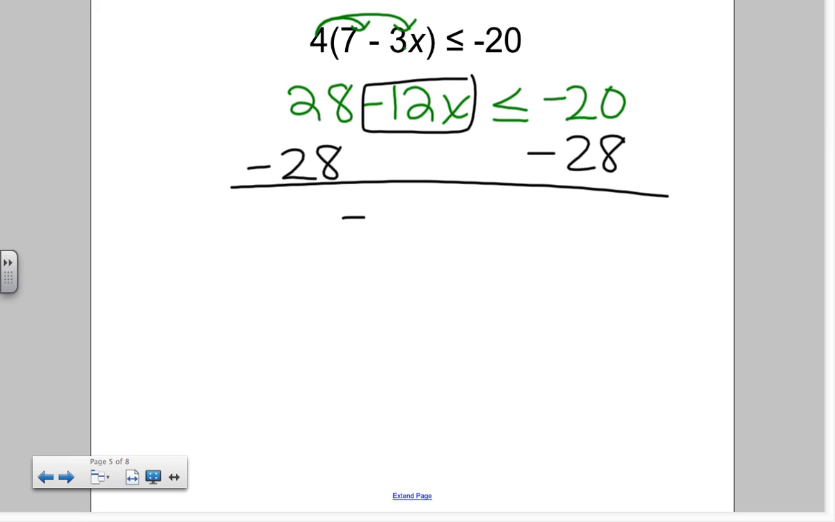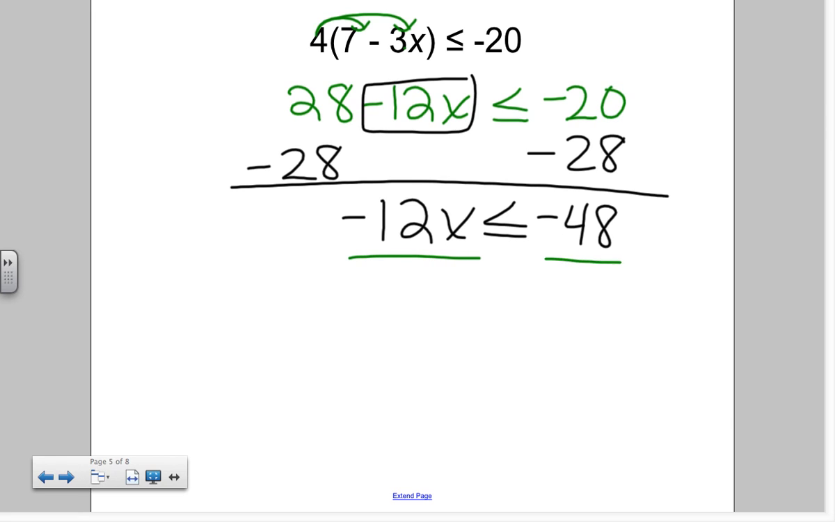So we got negative 12x is less than negative 48. Do you all agree with that? All right. You all right? No? Okay, I'll slow down. All right, then, to get rid of multiplication, we use what operation? Division.